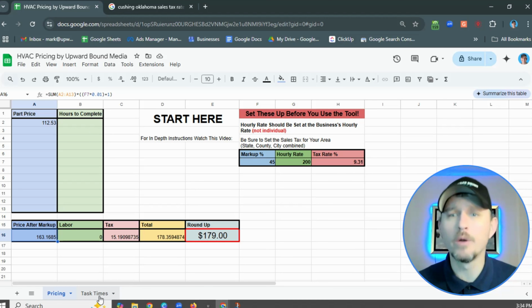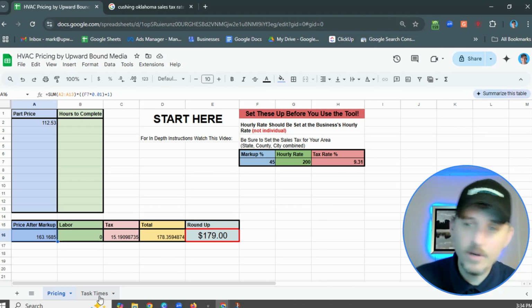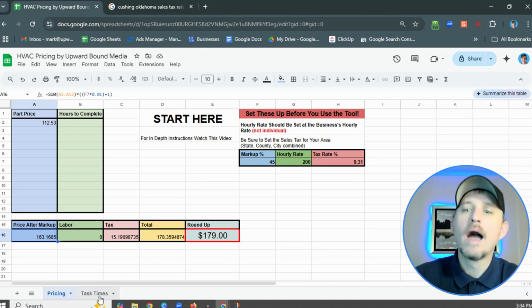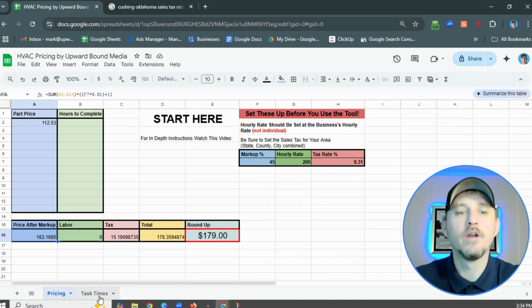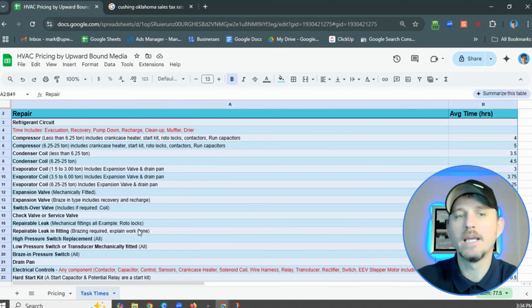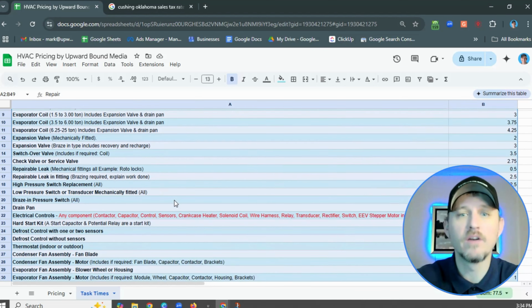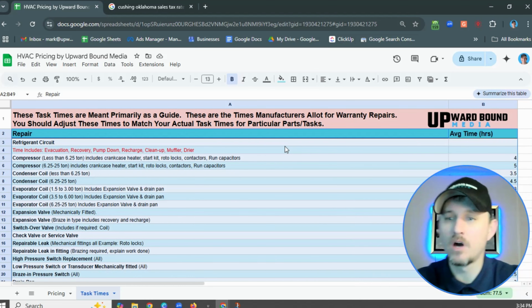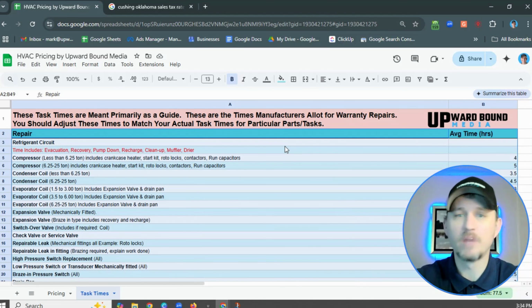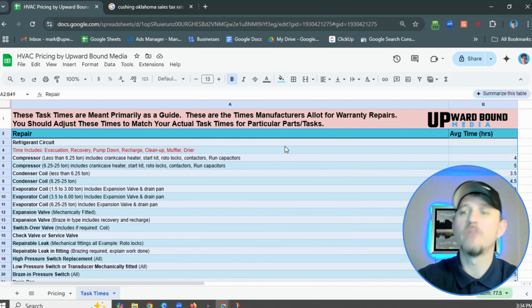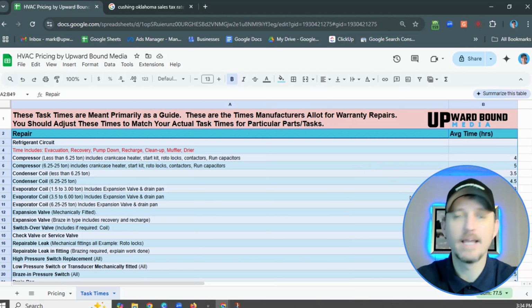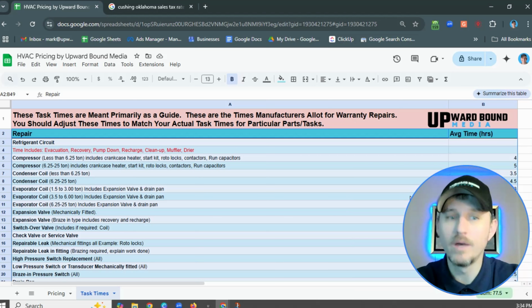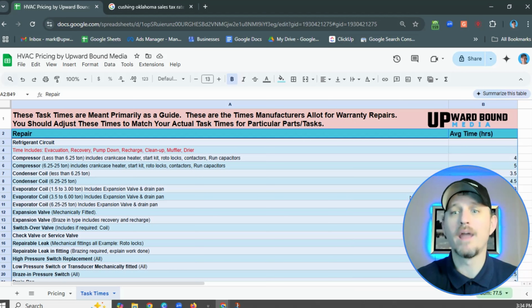Okay, so now we know we're doing an induced draft motor. How long does an induced draft motor take? Well, you might know right off the top of your head that that's probably going to take me an hour. However, some of these tasks you might not know. So the task times included in here are actually from warranty repair. So with extended warranties, these are the time periods that they actually allot for you to accomplish specific tasks. Not to say that you have to follow these, but these are a good guide.